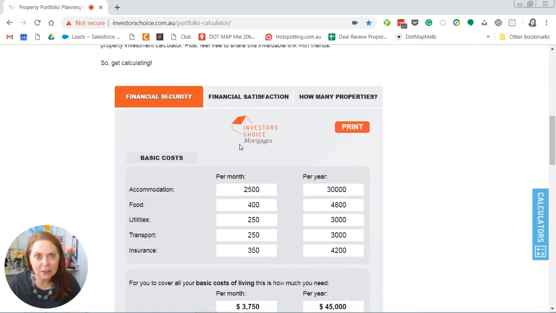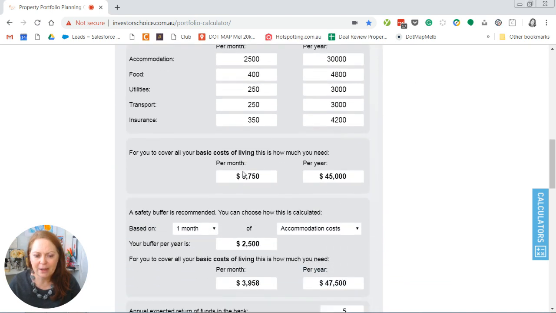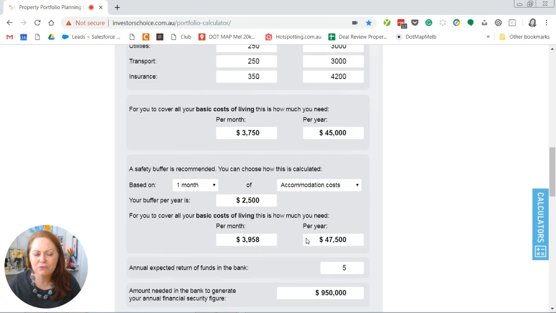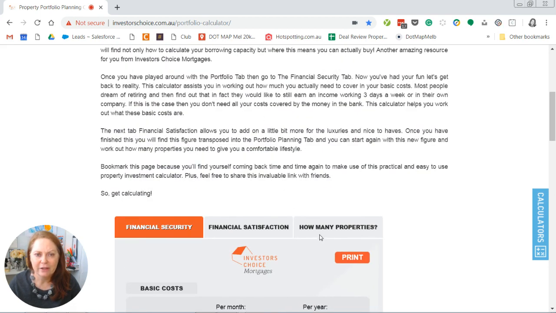A lot of people think they need a whole lot more than they actually do to live off. So go and work out what your basic costs are. Work out exactly what you really do need to have in the bank for you to live very comfortably.